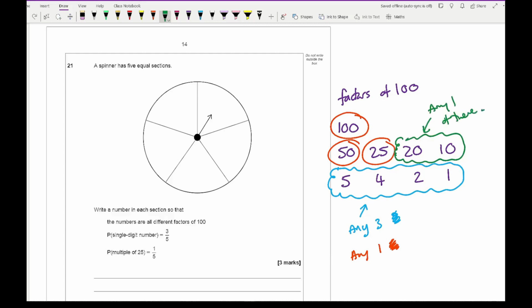So for example, any one of the orange numbers, so let's go for 50. Any 3 of the blue ones, so let's go for 5, 4, and 1. And then any of the green numbers, we can go for 20, and that would be an example of a correct answer. So as long as you go for a combination of those, other combinations you could have to get your full marks, there's so many, I'm not going to read through them all, but basically 1 mark will be given for any of those, but also listing all the factors of 100 will get you a mark.